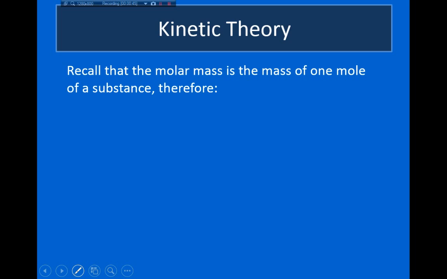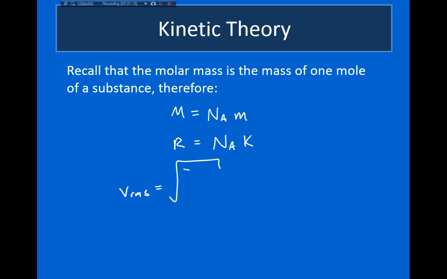Now, recall that we can relate the molar mass to the mass of a molecule. Remember, anytime you take a big letter, it's equal to Avogadro's number times the small letter. So big M, the molar mass, is equal to Avogadro's number times the mass of a molecule. We also have that R, the ideal gas constant, is equal to N_A times k. So if I plug these into this equation, here we have that the RMS speed is equal to the square root of 3kT divided by m.